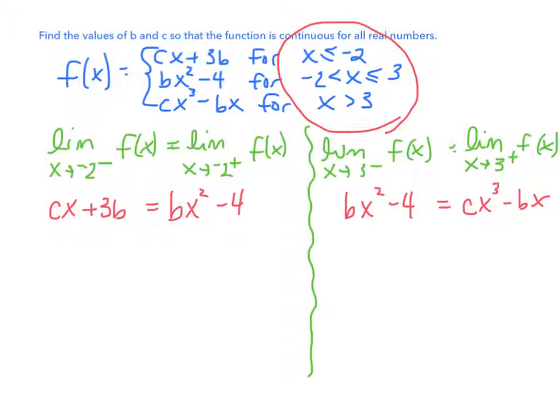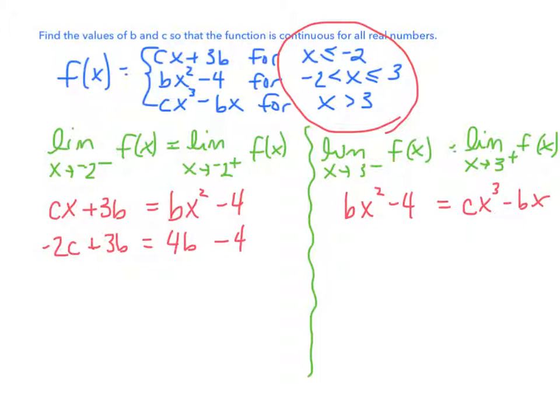For both of these, the same way that we did it last time, we're going to plug in our respective x's, leaving b and c as b and c. So on the left-hand side here, we'd get negative 2c when I plug in negative 2 for x, plus 3b is equal to negative 2 squared is 4b minus 4.